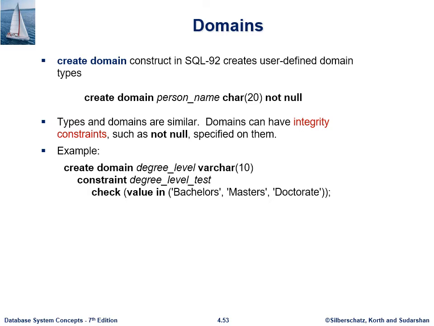So degree level, even if you ignore this constraint, it is still correct, because we use CHECK, we added these constraints after we finish the range. That means we have the range and then the constraint. So we have the check, and then inside it the predicate. The predicate is the value in this one. That means the value of this domain, degree level, must be in this set. It can be only bachelor's, master's, and doctorate. So this is the idea.